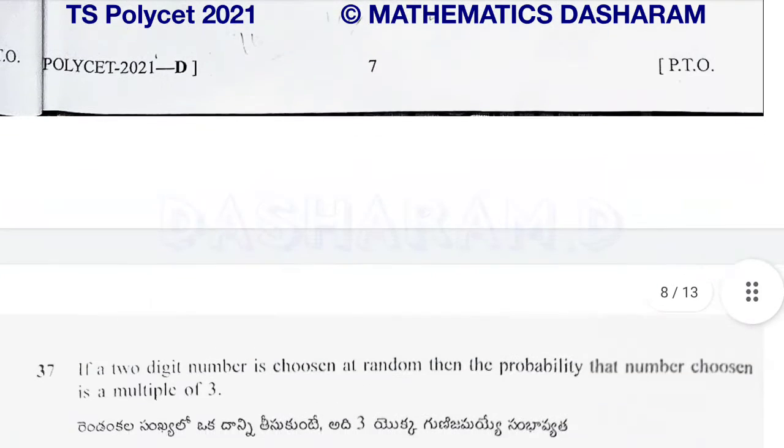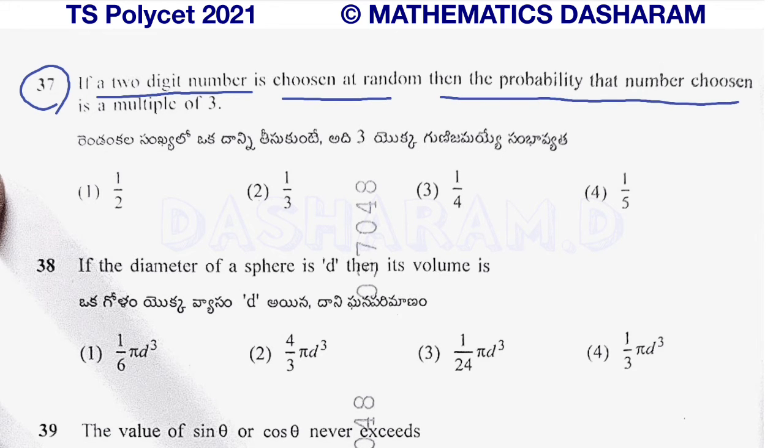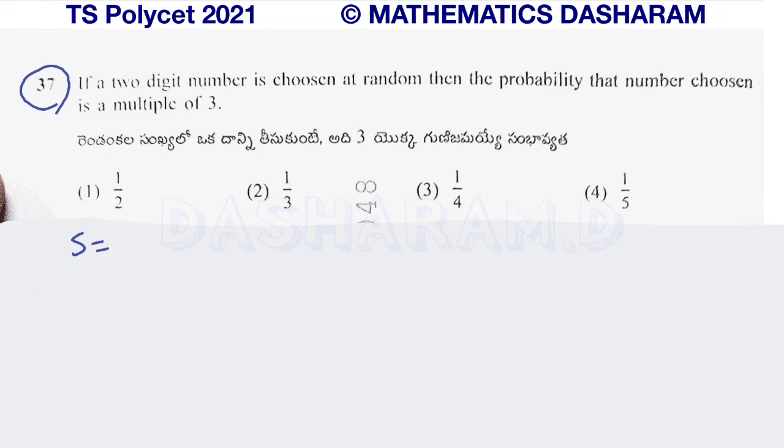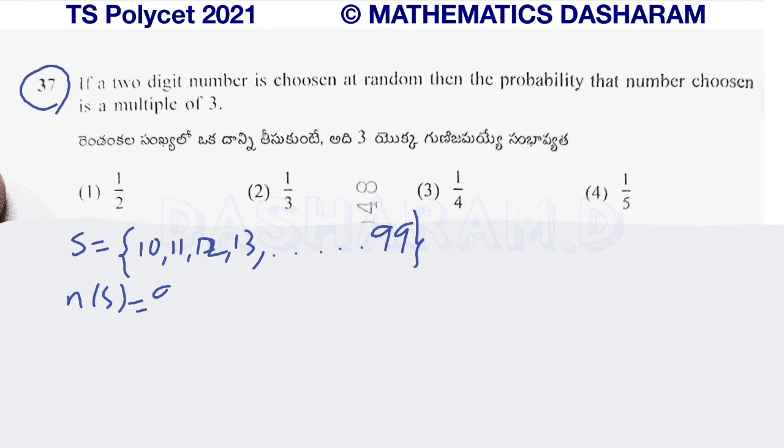So next, the 37th question. If a 2-digit number is chosen at random, then the probability that the number chosen is a multiple of 3. So the sample space S equal to 2-digit numbers. First 2-digit number 10, 11, 12, 13, 14, dash 99. So these are the 2-digit numbers. Then n of S equal to, so how many 2-digit numbers are these? Total 90 2-digit numbers.